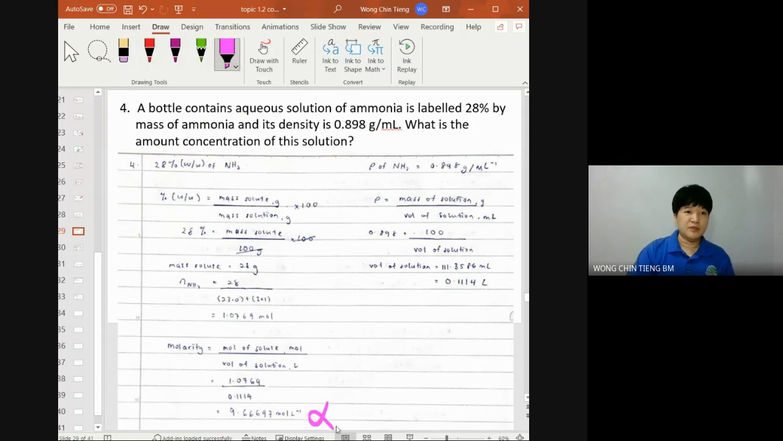Okay. So sebelum jawapan akhir, balik kepada atas. Question: Ammonia, label with 28% of ammonia, percentage by mass. Density gram per milliliter. What is the amount concentration? Saya rasa kita bincang soalan semalam. Kita nak cari molarity. Okay.